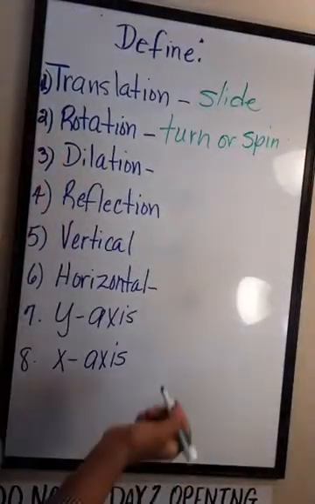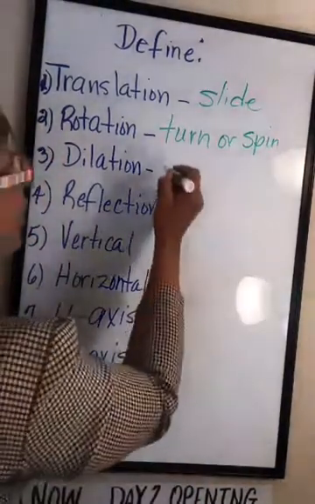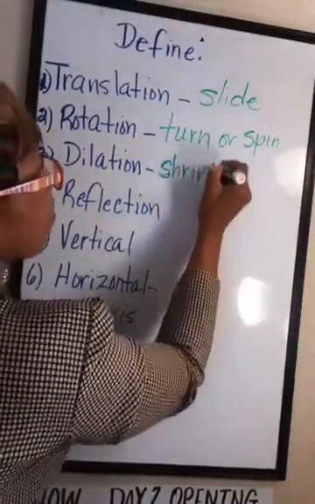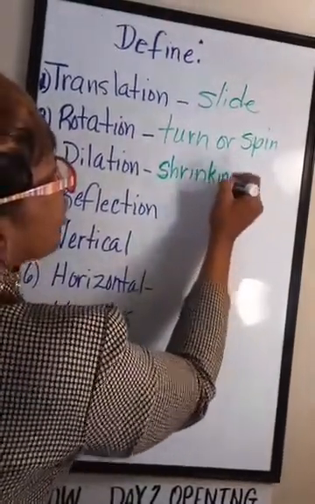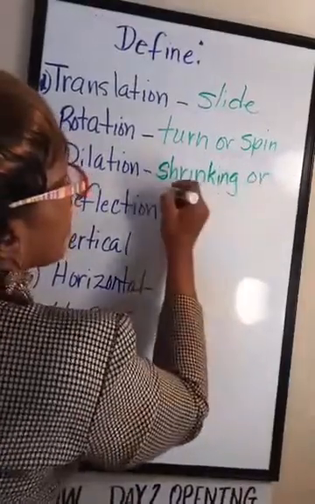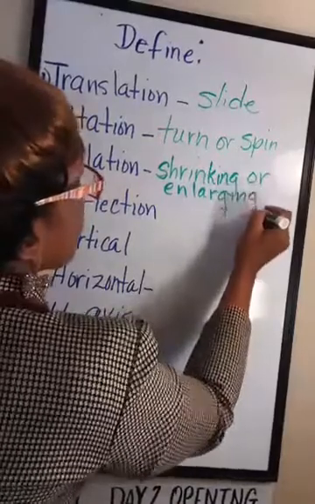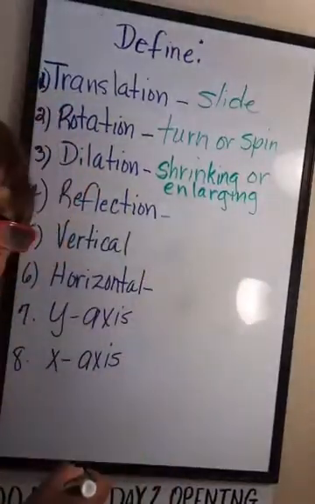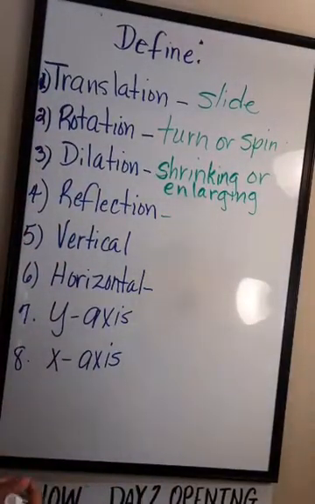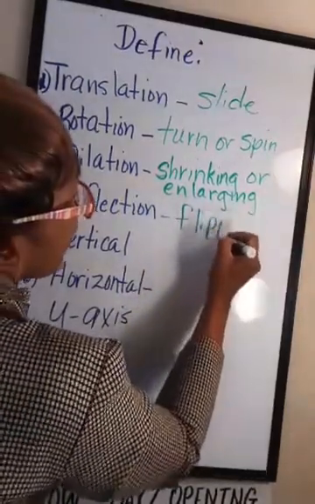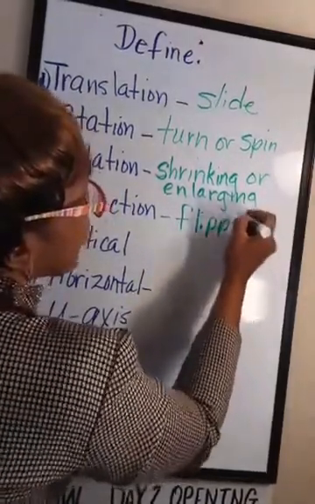Dilation. What are we going to be doing? We're going to be shrinking or enlarging. It's a reflection. What do you think reflection is? Flipping. Another word could be flipping. We flip the image.